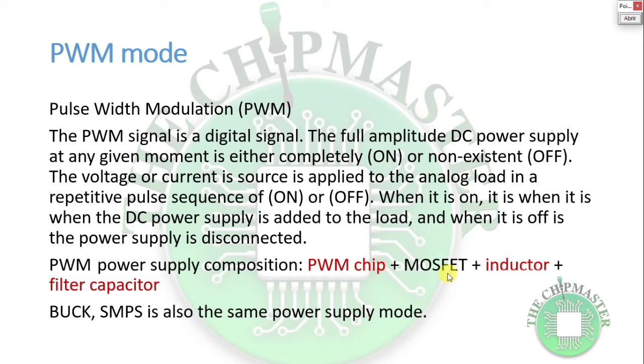a MOSFET, an inductor, and a filter capacitor. A typical PWM circuit consists of a PWM chip, an upper and lower MOSFET, an inductor, and a filter capacitor. It is also called a buck, and SMPS is the same power supply mode, so you can call it a buck power supply or SMPS, which stands for switch mode power supply. This is a basic theory explanation of the PWM mode power supply, which is the most common power supply in a laptop motherboard and a desktop.